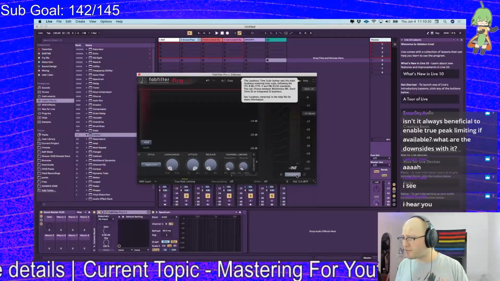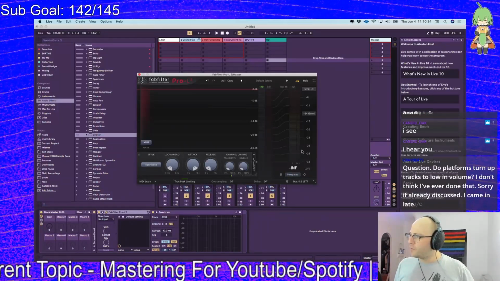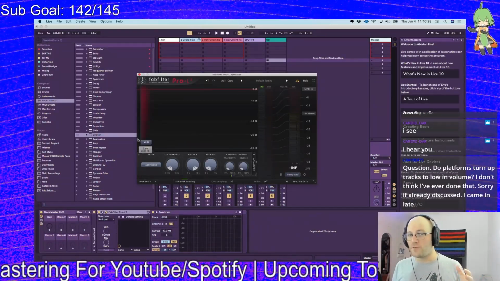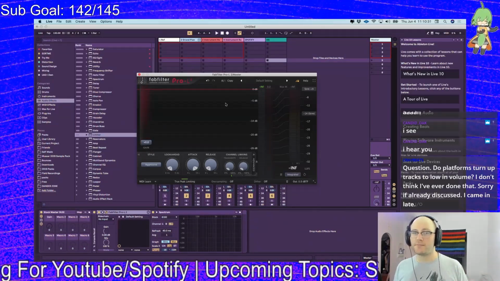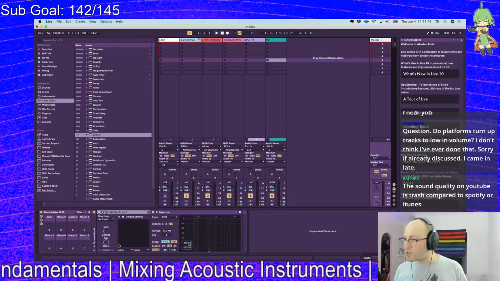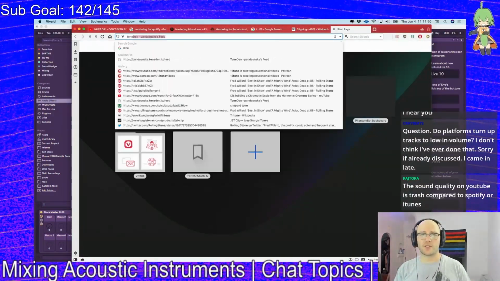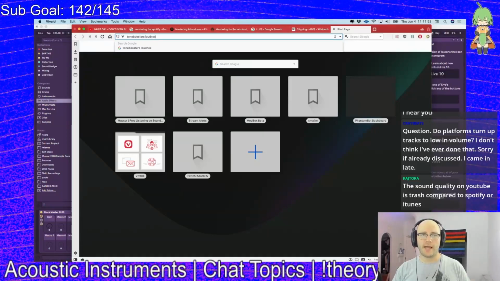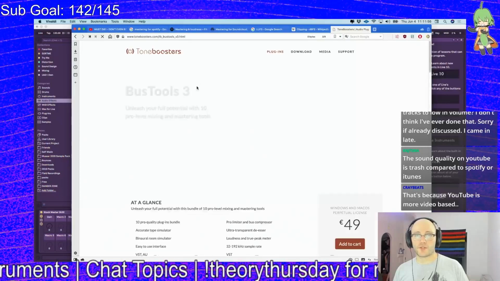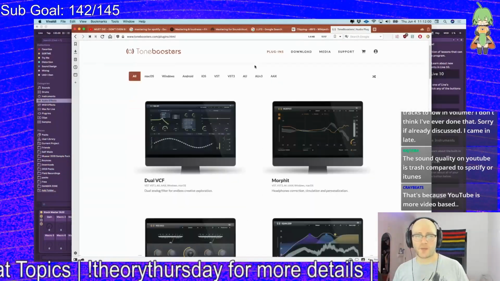Not objective, of course, but being able to look at that is obviously very helpful while you're mastering, but FabFilter Pro L costs a lot of money. If you don't have Pro L, that's okay. People have recommended a few free ones. I think they said Tone Boosters, loudness meter. I'm assuming this does not cost money because it's just a loudness meter, right?